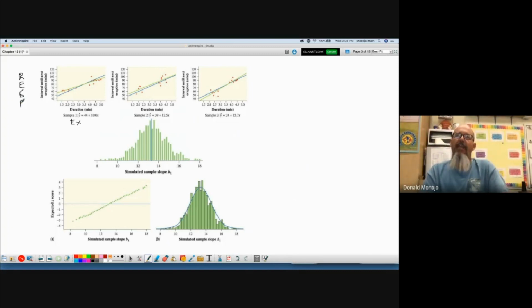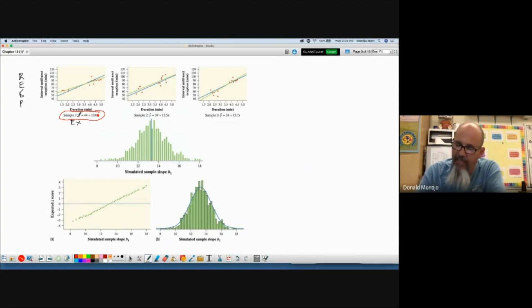So they gathered some data and they came up with a regression model. And the first time they did it, they got y hat equals 44 plus 10x. So what are they saying? That for every minute in duration, we predict that the interval until the next eruption will increase by 10 minutes.